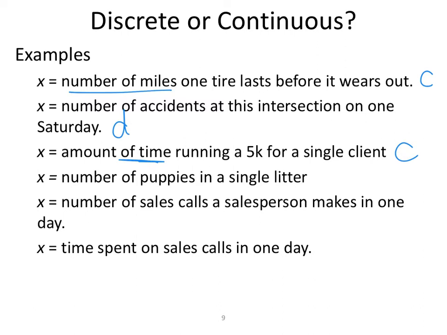The number of puppies in a single litter would be discrete because we can just count how many puppies were born. The number of sales calls a salesperson makes in one day, you're counting the number of calls, so that's discrete. The time spent on the sales calls in one day would be continuous, again, because we're working with time.